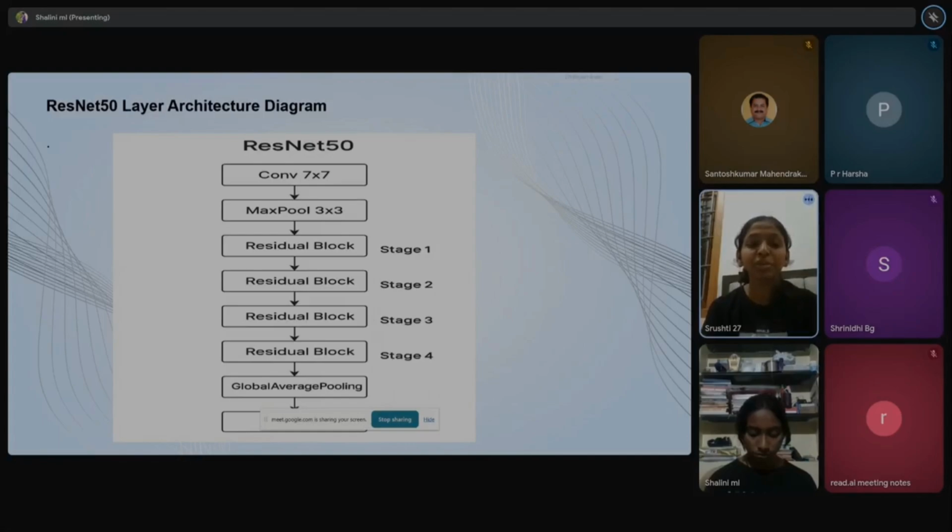And residual blocks. Residual blocks are the main part of ResNet50, and each block contains a convolutional layer, batch normalization, ReLU activations, and skip connections. Global average pooling converts each feature map into a single value, so the output becomes a 1D vector. Dense is the final layer that performs the classification.